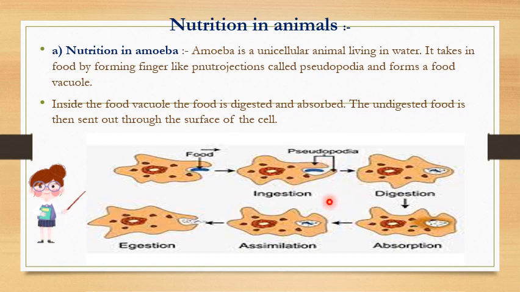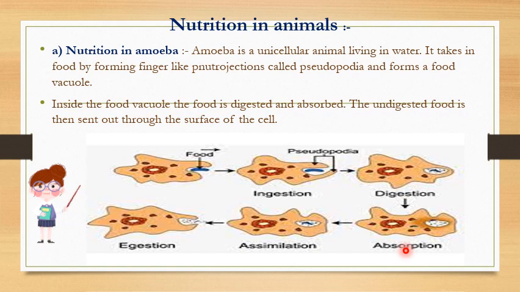Nutrition in amoeba occurs through a process called phagocytosis. What do you mean by phagocytosis? It is the process by which the food is captured or engulfed by the organism. The mode of nutrition in amoeba is known as holozoic nutrition. It involves different steps like ingestion, digestion, absorption, assimilation and egestion. Got it? What is holozoic? Holozoic is the process of taking food into the body either by swallowing or by absorbing it.